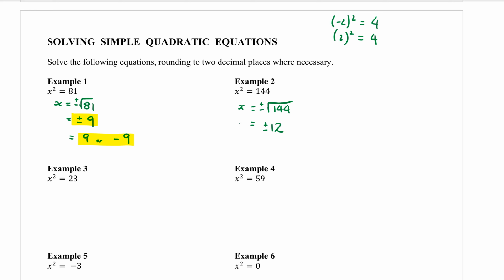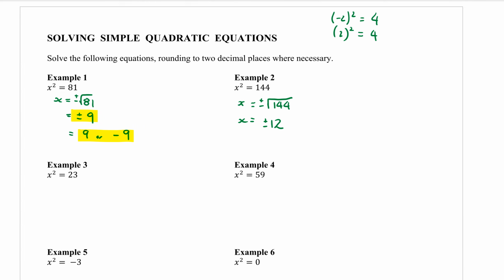Now, what do you guys think? Would you like to leave your answer like that, or do you like to write them separate? Leave the plus minus, keep it short and simple. All right, as long as you know that that does mean that they are two different numbers there. A positive 12 and a negative 12 are your solutions. Example 3.